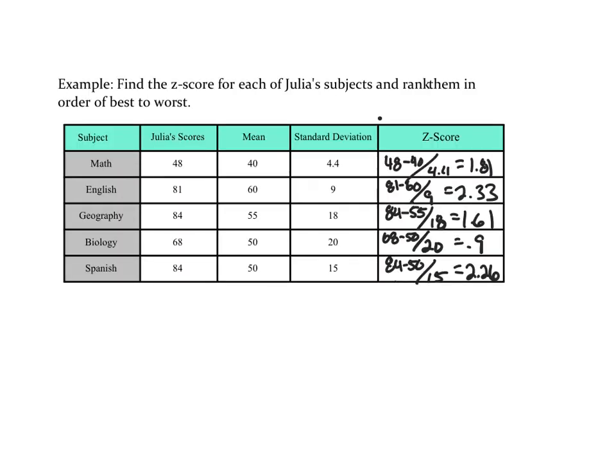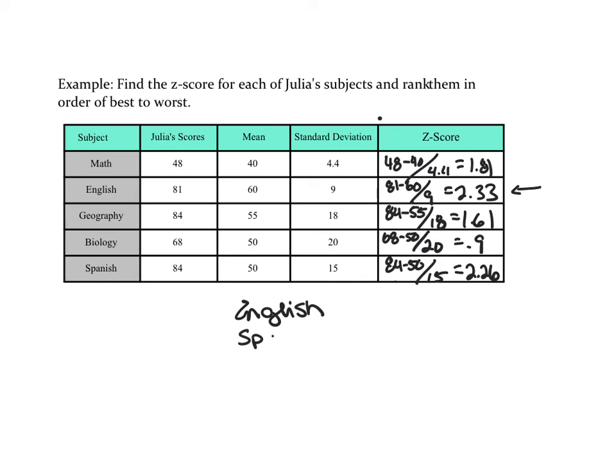Okay, these are my Z-scores that I get for Miss Julia. Julia looks like she's a pretty good student. All of her Z-scores are positive, which means she did better than most of the class on most of her tests. Now, the Z-score that is the biggest, the highest above the mean, is the one that she did the best on. So I would say that English was her best test because that is the highest Z-score. It's the highest above the mean.